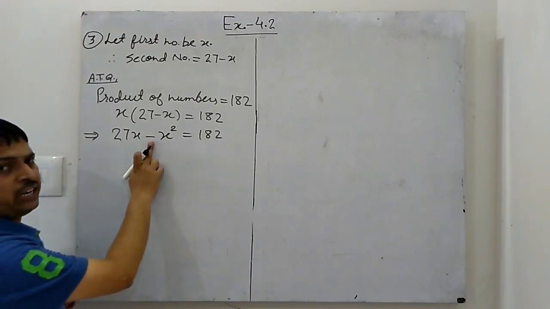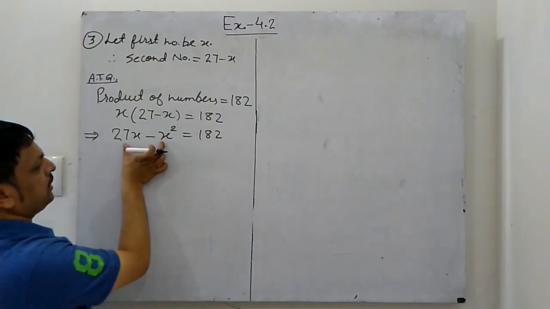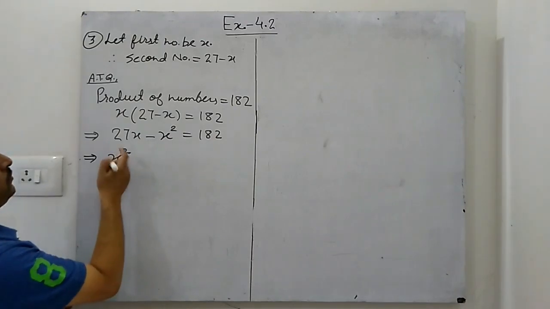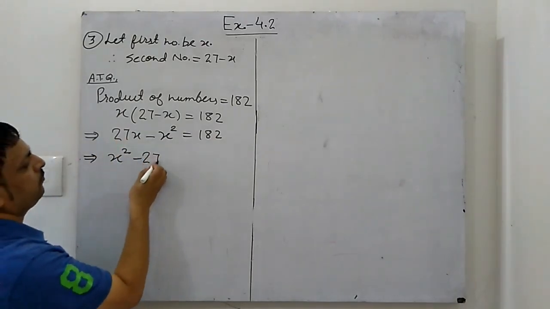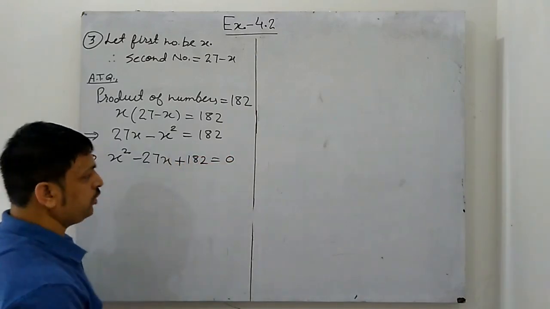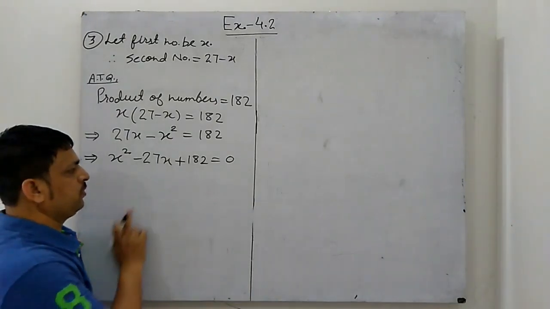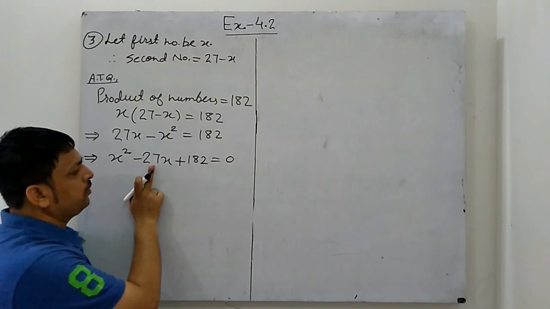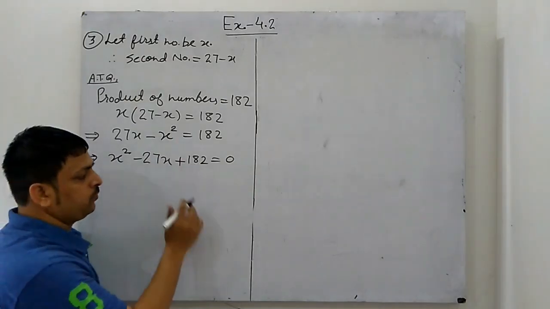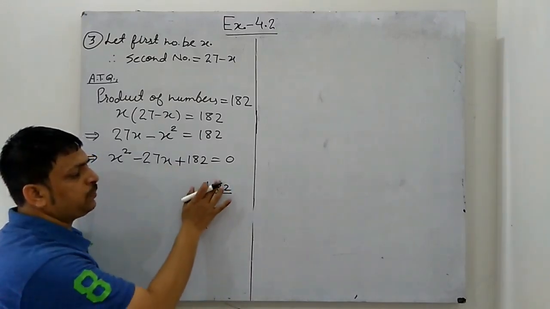Now x square is negative. We are making it positive. It is not necessary, but we can shift these two terms to the right hand side. So x square will be positive there, 27x will be negative there, and there is one more number, that is 182, equal to 0. Now students, again we have to apply the splitting the middle term. The sum of those two numbers should be 27 and the product should be 182. So if you don't know how to find those numbers, we can find the prime factors of 182.